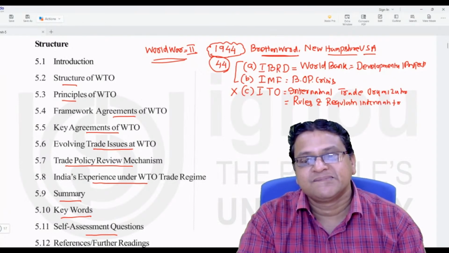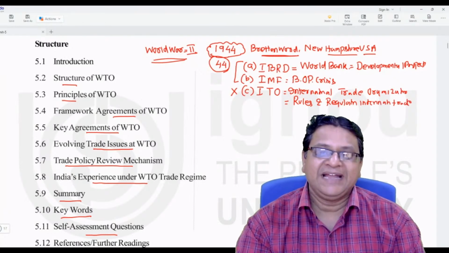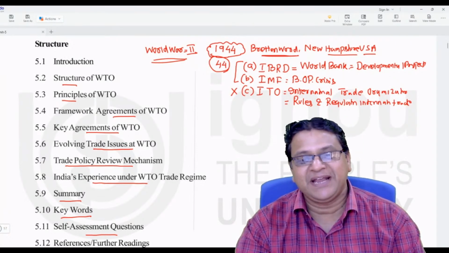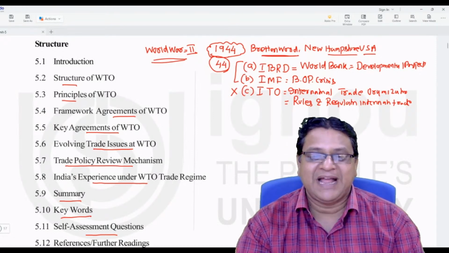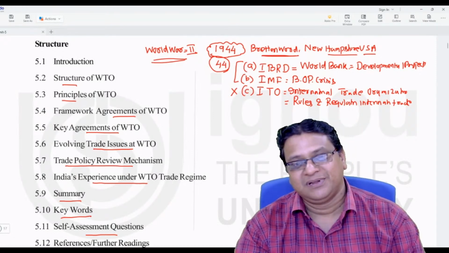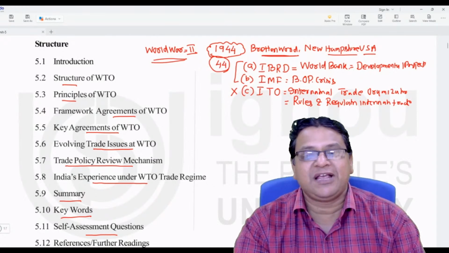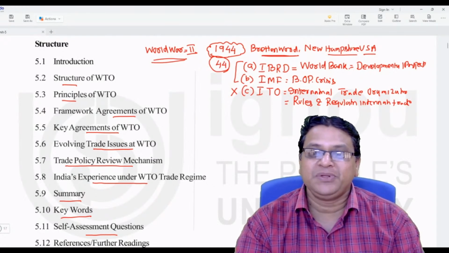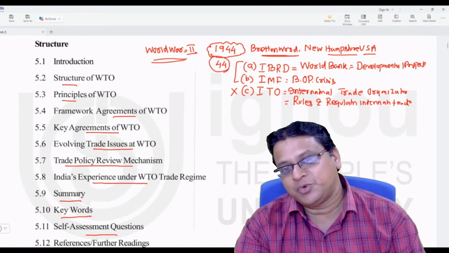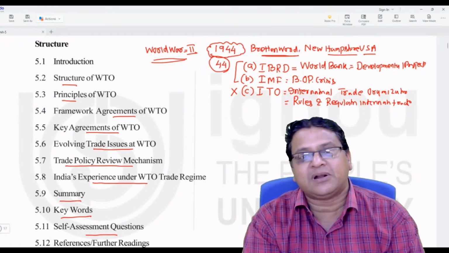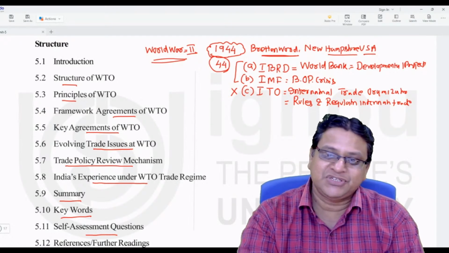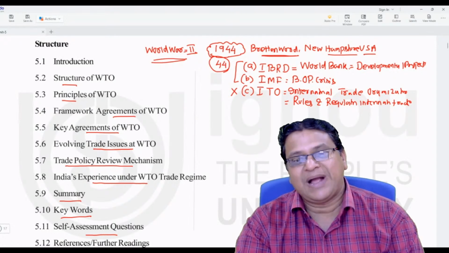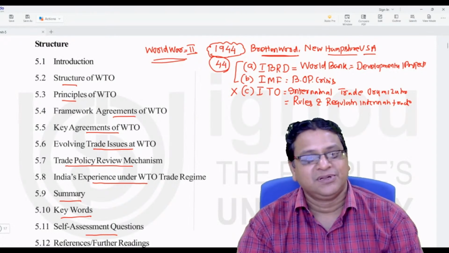ITO could not be formed. So, out of three institutions, IBRD and IMF were formed, but ITO could not be formed, because USA opposed the idea of ITO. In World War II, USA was the clean winner. Therefore USA supported IBRD and IMF, but it opposed ITO. So ITO could not be formed.